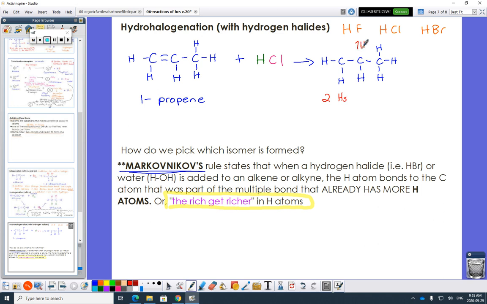Already there. Do I care about this carbon? No. It's not part of the double bond. 1, 2, 3, 4. It's already full. We're not putting anything on there. Okay?